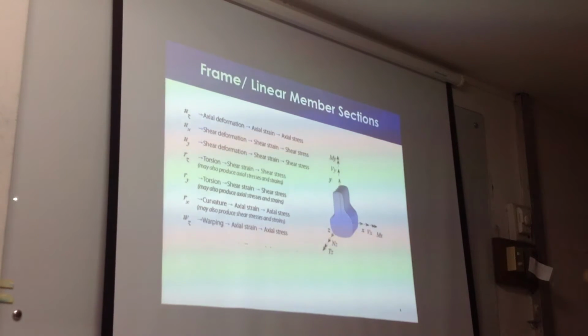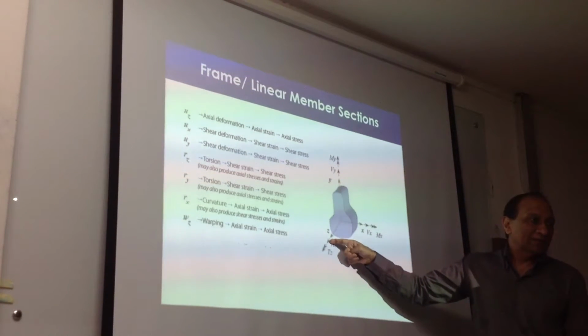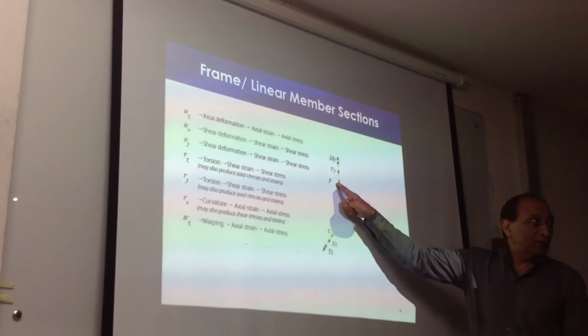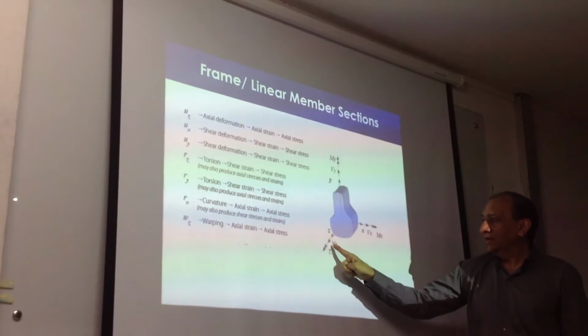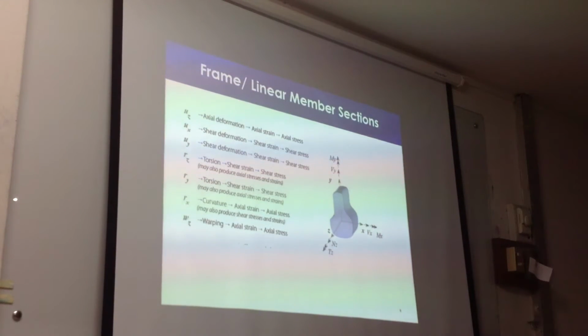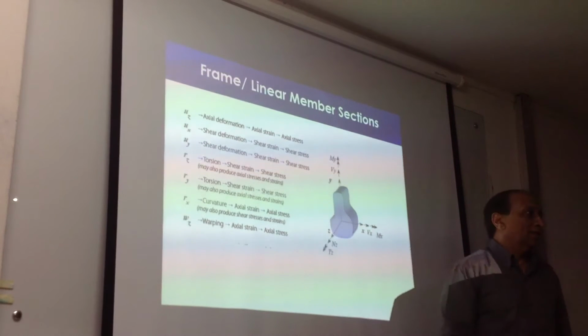Alright? So each direction: axial force in Z, we call it, because it's Z direction, Vx, Vy, 2 shear forces, Mx, My, 2 bending moments, and torsion, Tz. Right? Warping is actually related to torsion plus these axial forces, so we do not put it here.